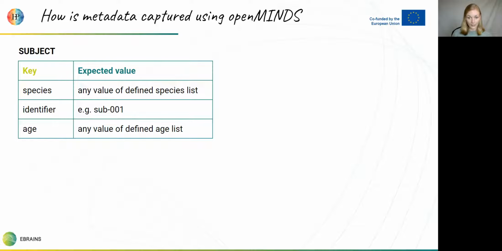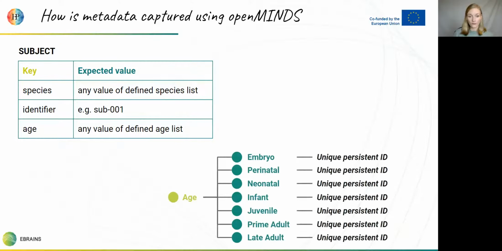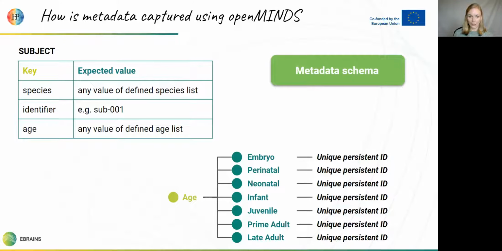For example, the age of the animal could be one of the following values from this list. But the identifier that is given to this subject can be chosen completely freely. This type of basic metadata is typically known by the researcher and should be organized in this manner. Within openMINDS, a collection of metadata that covers a particular topic is known as a metadata schema.